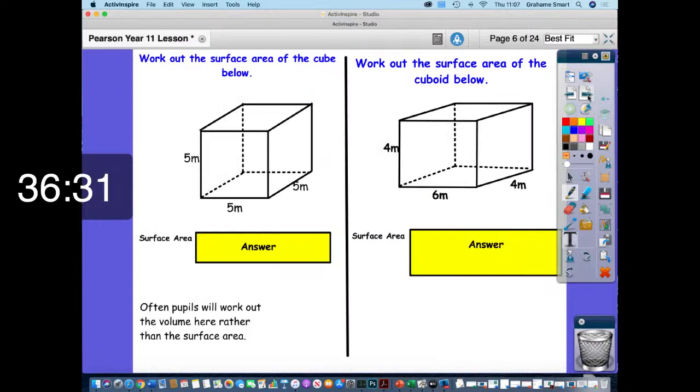So here's two for you to have a go at now. I'm not insisting that you draw the nets here, but I think it might help you. The one on the left hand side is a cube, just to make that really clear, so that one should be slightly easier, and the one on the right hand side is a cuboid, and I'm asking you to calculate the surface area of both of these, just to make sure you know how to do it before we move on to some trickier questions. So I'll give you a couple of minutes to do that.